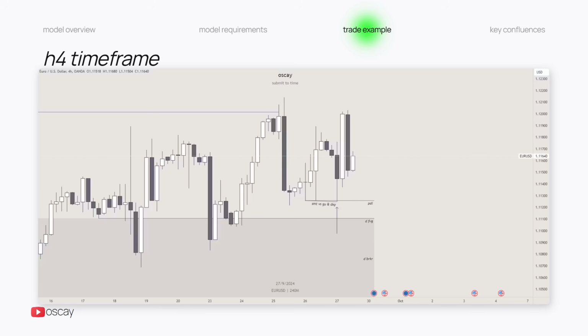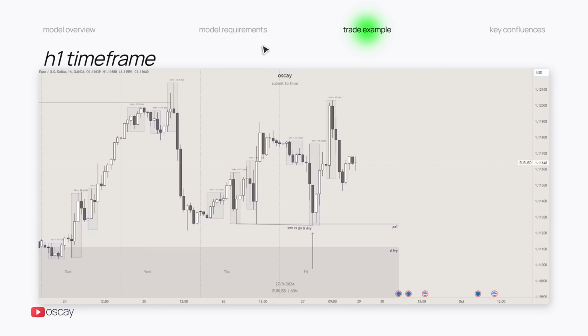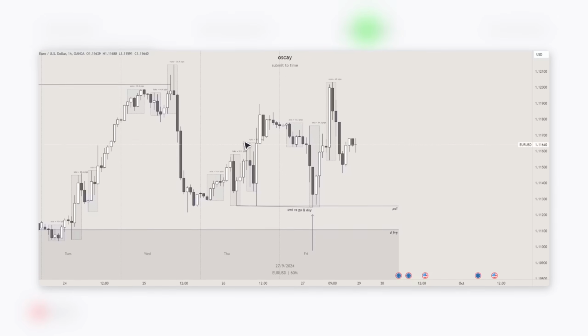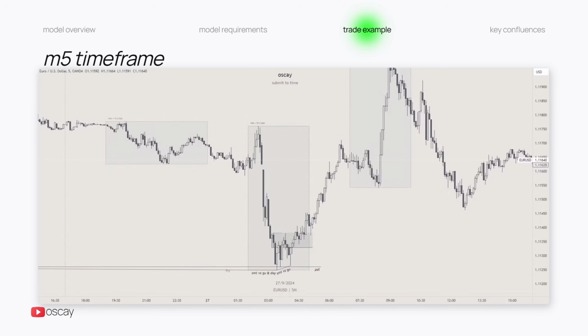So y'all better pay attention to it. It's such a crazy confluence, trust me. And on the H1 time frame, as you guys can see, it looks almost identical to the H4. We manipulate downwards, sweep the previous day's low. That's when I'm zooming in like a sniper. I'm trying to see that unicorn, you feel me?